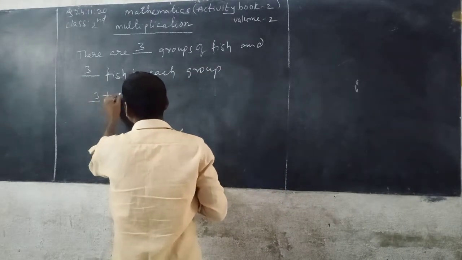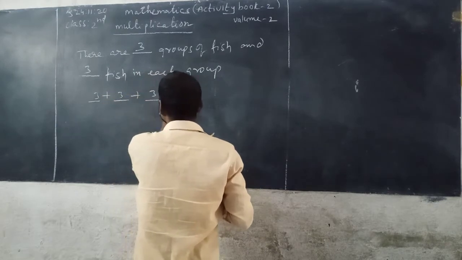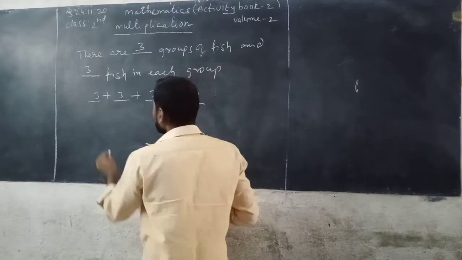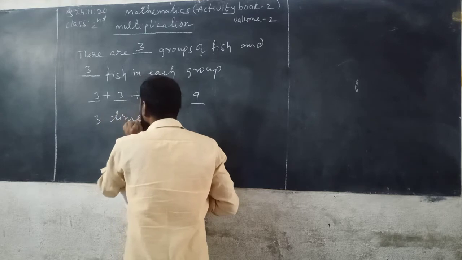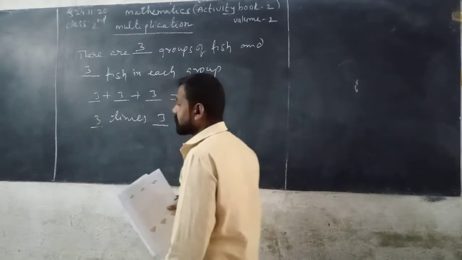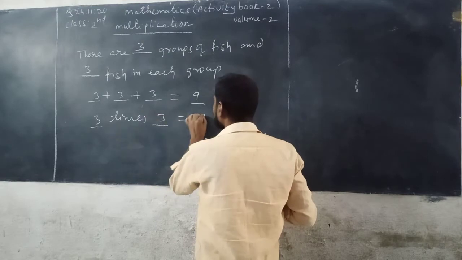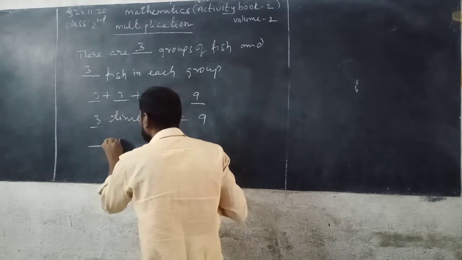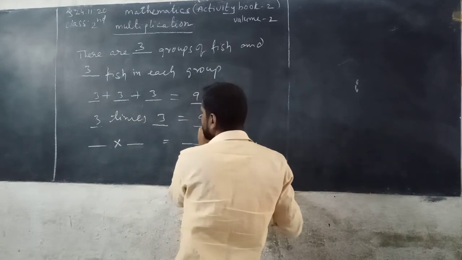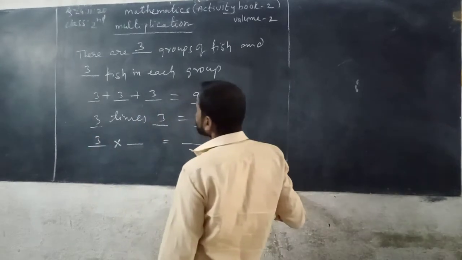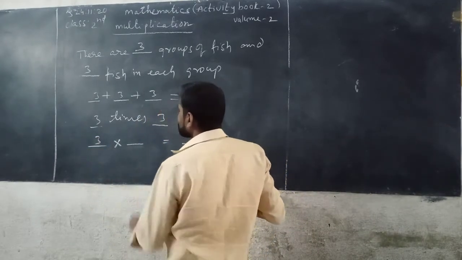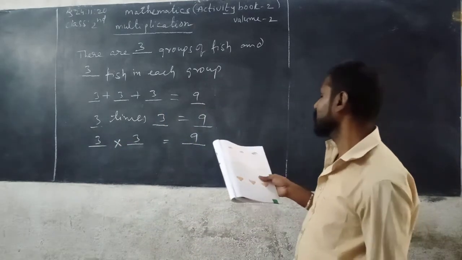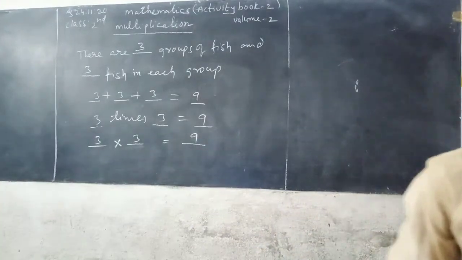So 3 plus 3 plus 3. 3 plus 3 is 6, 6 plus 3 is 9. How many times repeated? 3 times repeated. That is 3 threes are 9. So here you can write dash times. Instead of times you can write the multiplication symbol. Dash is equal to dash. There are 3 groups, and 3 fish in each group. So 3 threes are 9. The total number of fish is equal to 9. Write down, everybody.